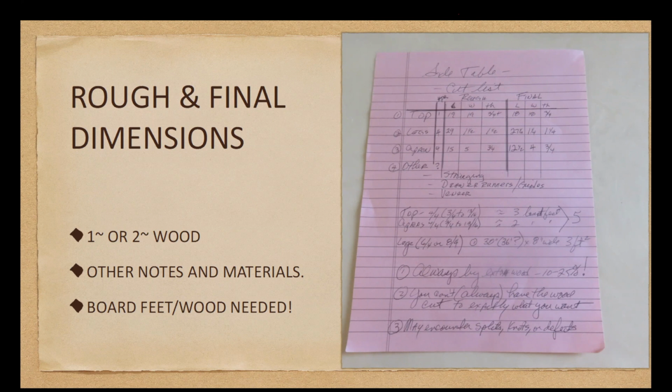In addition, if you make mistakes, you want to have extra lumber, and you need to have about 10 to 15% extra lumber when you purchase your initial lumber supply, so that you can have not only leftover wood, but wood in case there are mistakes. Remember, you can't always have the wood cut exactly to the length you want, and you may encounter splits, knots, or other types of defects that you have to deal with as you make your piece.